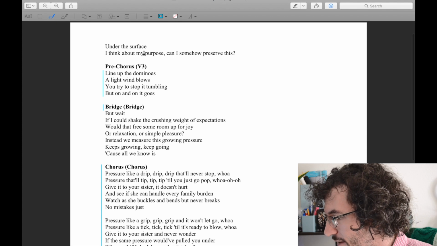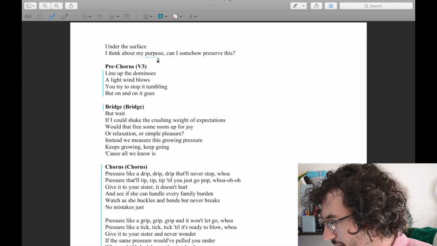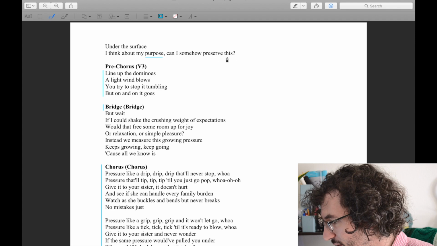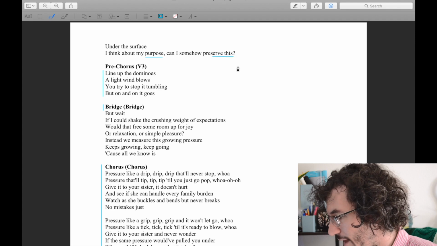Then "under the surface, I think about my purpose." We get a little bonus one there. "Can I somehow preserve this?" So "surface," "serve this," right? We're rhyming these parts of the line.